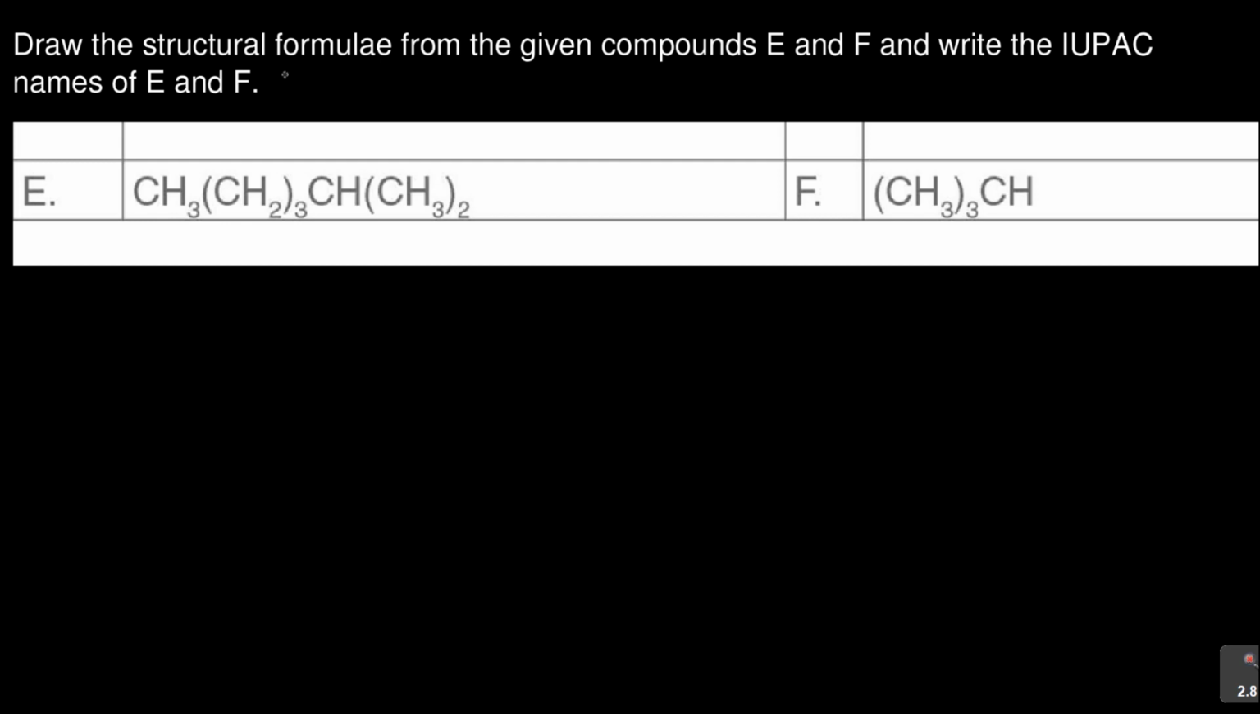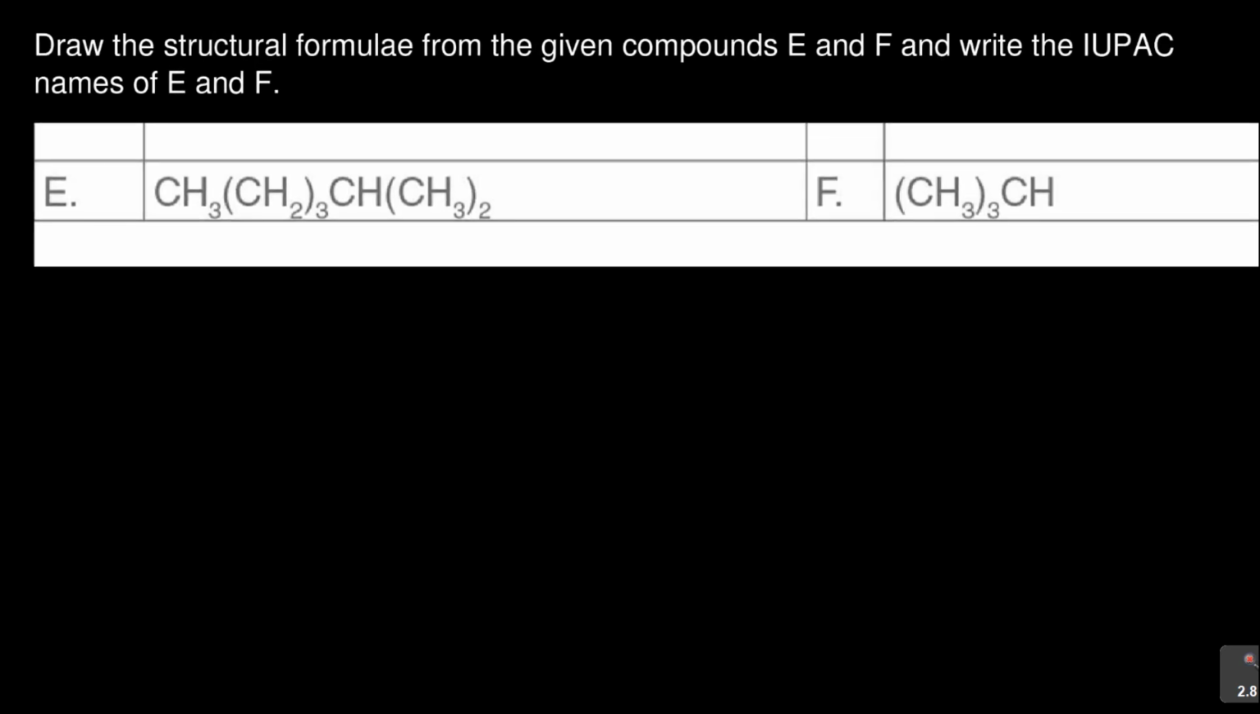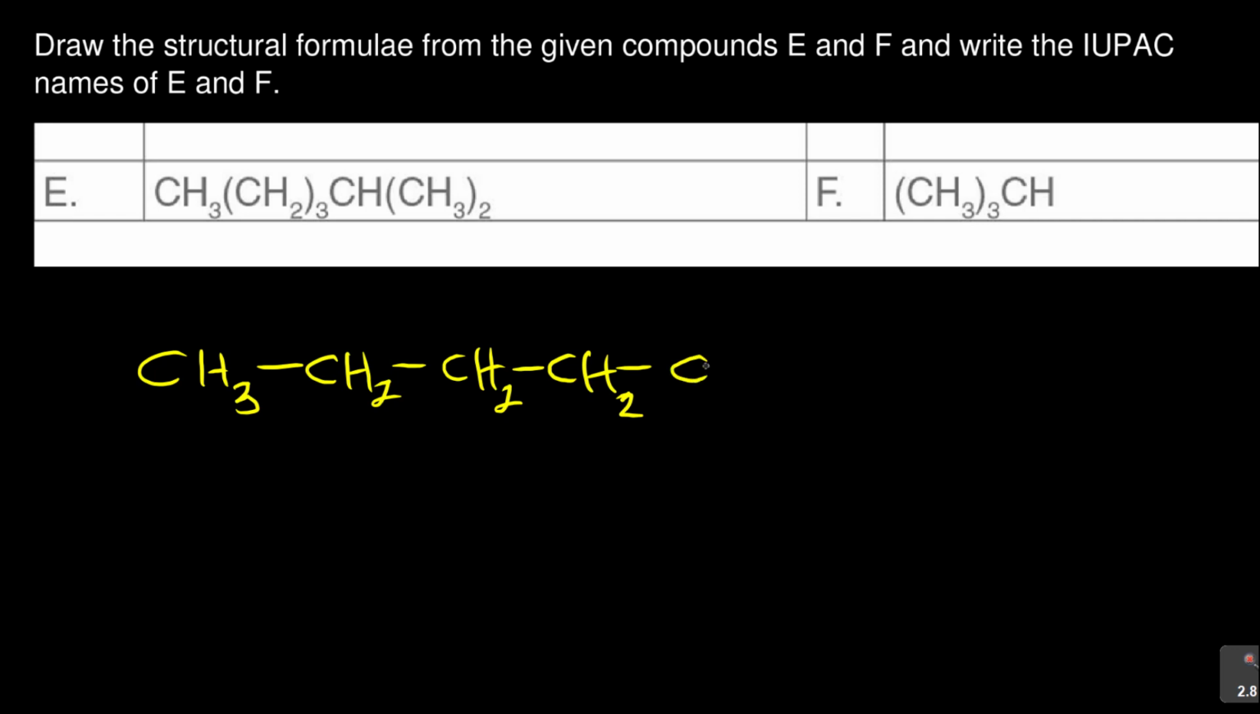Look at compound E. It says, draw the structural formula from the given compounds E and F and write the IUPAC names of E and F. Now, you need to be able to draw a structure from what is given. Look at this one. How do I draw a structure from here? I'm given CH3 and then CH bracket CH2, 3, and then that and that. Start from the condensed form. You have got CH3, and then they are saying there are 3 CH2, so it's CH2, CH2, CH2. That's what they're saying. Then after that, you have got CH, and then there are 2 CH3.